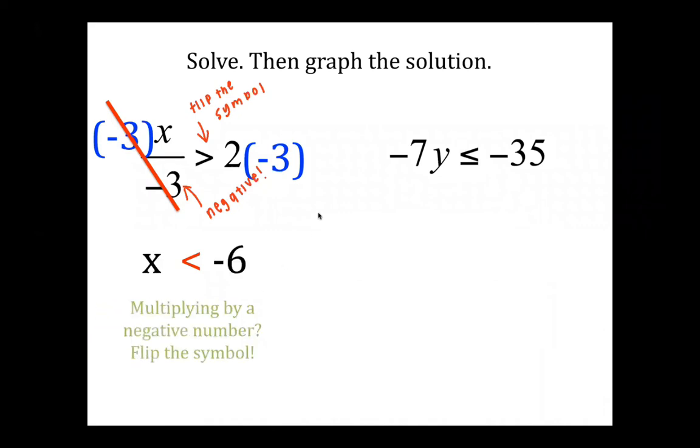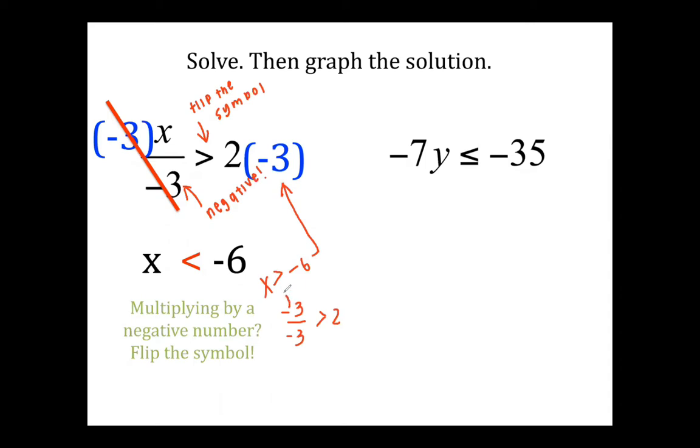And there's your final inequality. Now, the reason why you have to flip your symbol is because if you left your symbol as x is greater than -6 and plugged any value that is greater than -6 back into your inequality, you would have, for example, -3 over -3 is greater than 2.